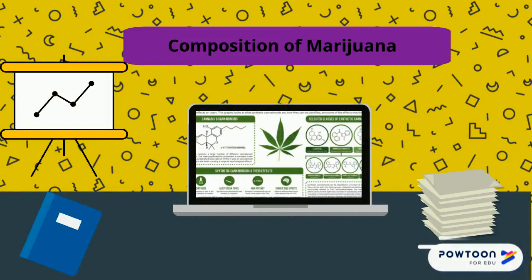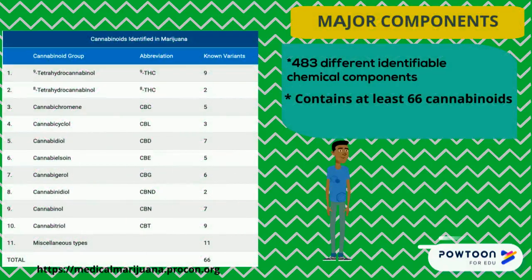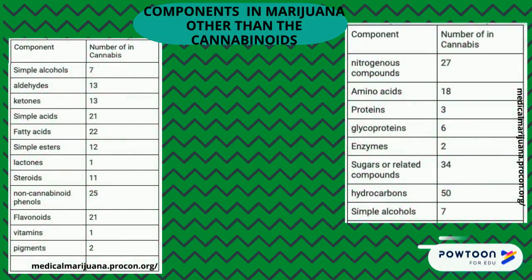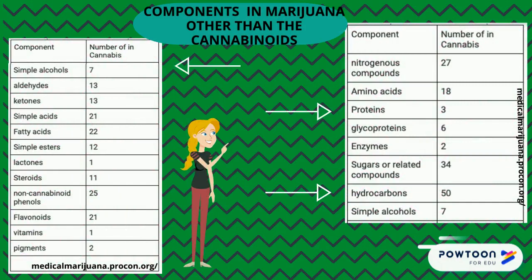We all have an idea of where it comes from, but do we really know what its major chemical compounds are? There are 483 different identifiable chemical components known to exist in cannabis. The most distinctive and specific class of compounds are the cannabinoids, with a total of about 66 different types in cannabis. Other components of the cannabis plant include proteins, hydrocarbons, simple alcohols, and many more.